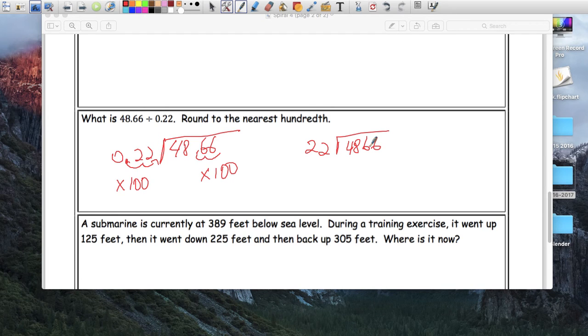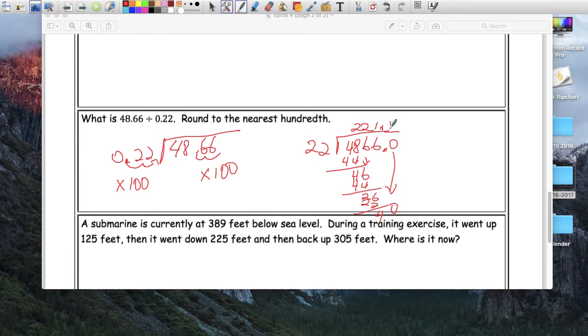So 22 goes into 48 two times. Let me put a 2 on top. 2 times 22 is 44. Subtract, I got 4 left over. 6 comes down. 22 goes into 46 2 times again, which is 44. Subtract, that's a 26. 22 goes into 26 1 time, so that's 22. 4 left over. Let me add a decimal and bring the 0 down.